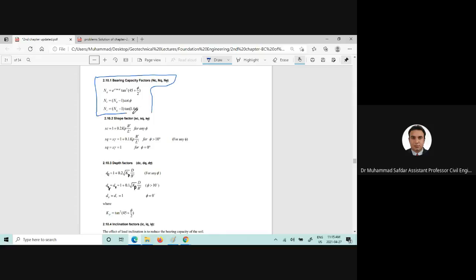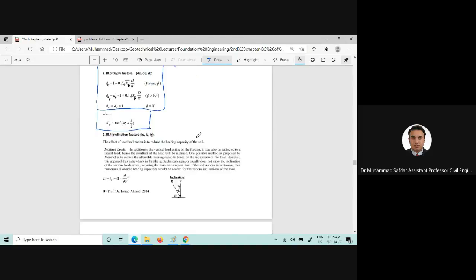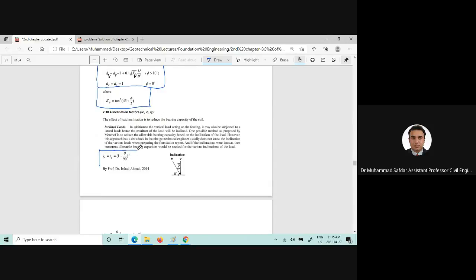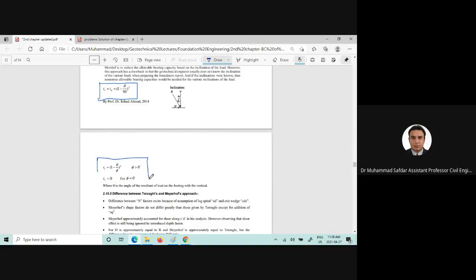So as convenient, you can take a screenshot or you can take a picture or you can note down these equations for finding the bearing capacity factors, shape factors, and depth factors. How we can find out the KP as well. The inclination factors, please kindly take a screenshot of the inclination factors as well. IC, IQ, and I gamma.